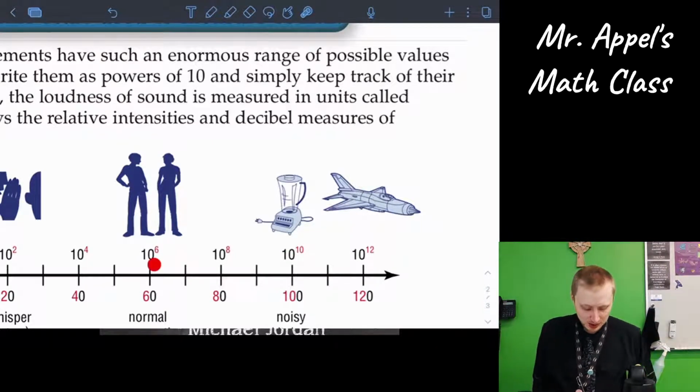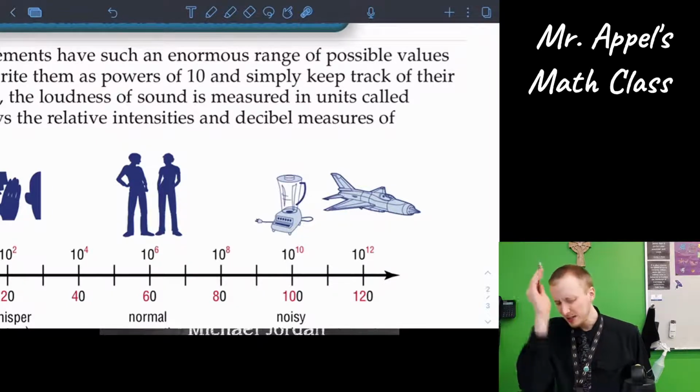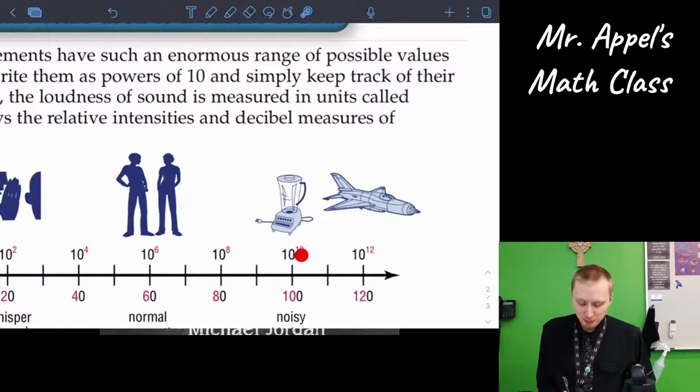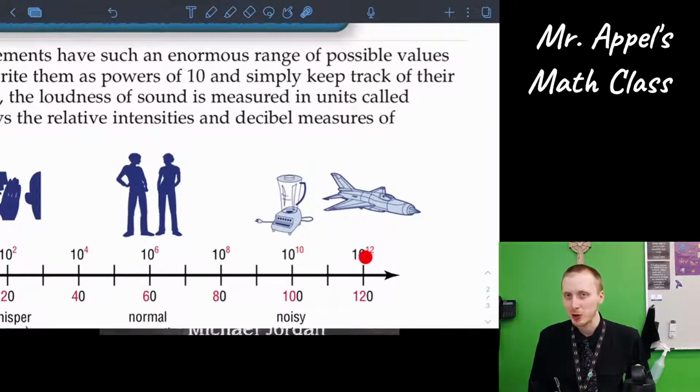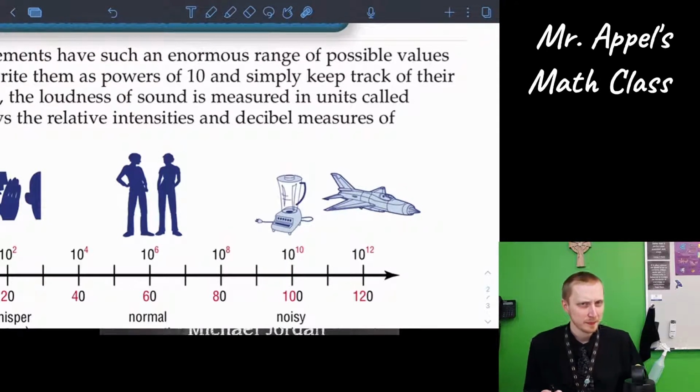That's a lot. 6 zeros is a million. 9 zeros would be a billion. This is 10 billion loud. This is 12 zeros. This is a trillion loud. So how much more noisy is the jet engine than the noisy kitchen, right? It is actually 2 more zeros worth, right? 10 zeros versus 12 zeros. It's 100 times louder.